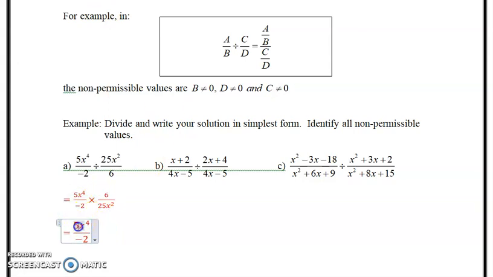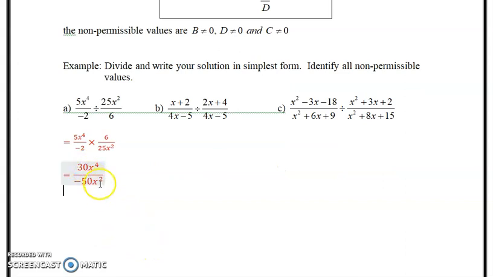So we get 5 multiplied by 6, which is going to be 30. And then it's just x to the power of 4. Then we get -2 multiplied by 25, which is -50, and that's going to be x to the power of 2. All right, and then we can divide and simplify. So 30 divided by -50 will simplify to negative 3/5. You can put the negative out front or with the 3. It's a rule of thumb that you don't leave it in the denominator.